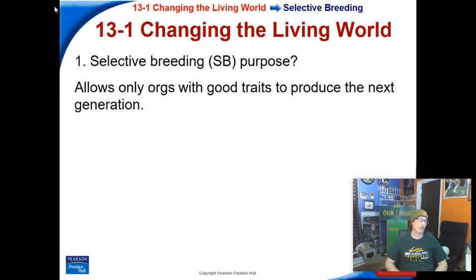All right, selective breeding, we're going to abbreviate that as capital SB. Why do we do it? It allows only organisms with good traits to produce the next generation. So it's really choosing the traits that you want from the parents and helping to ensure that those traits end up in the offspring.